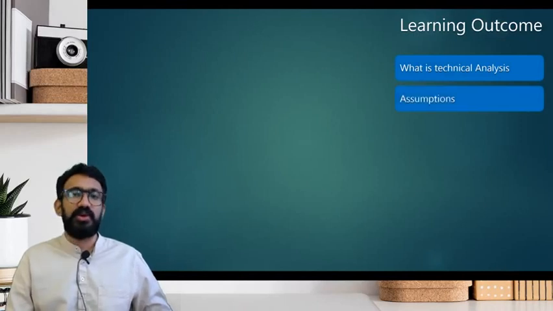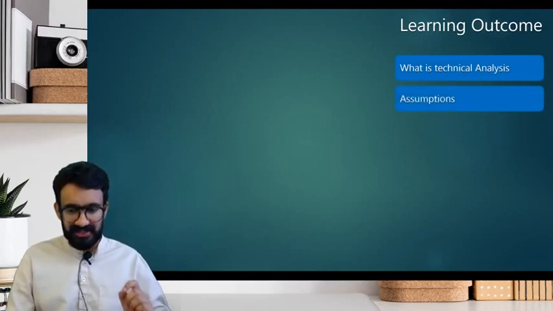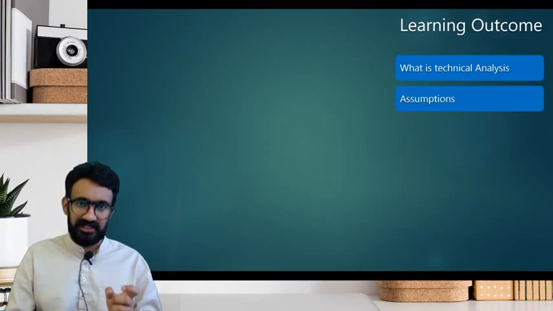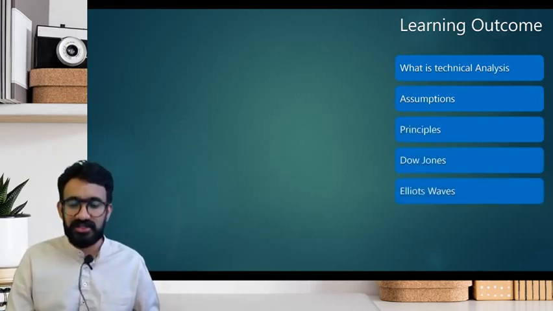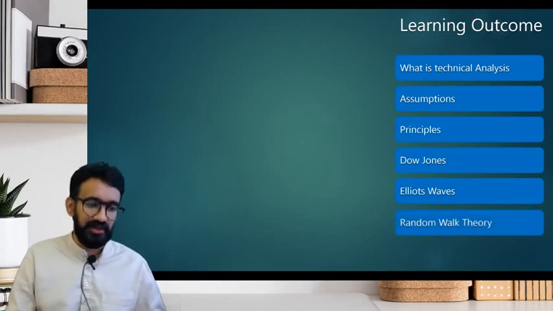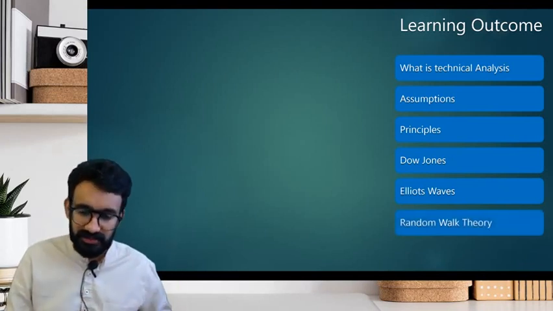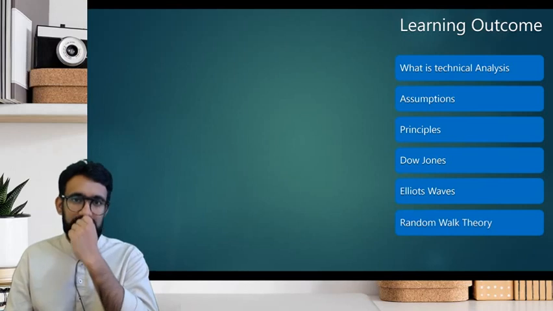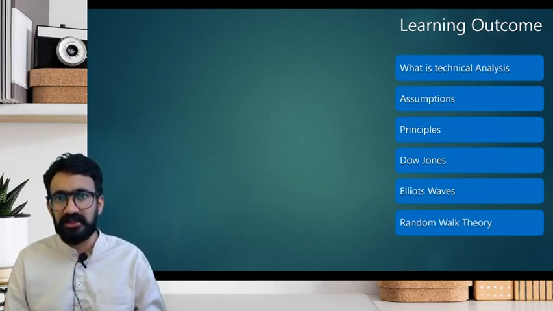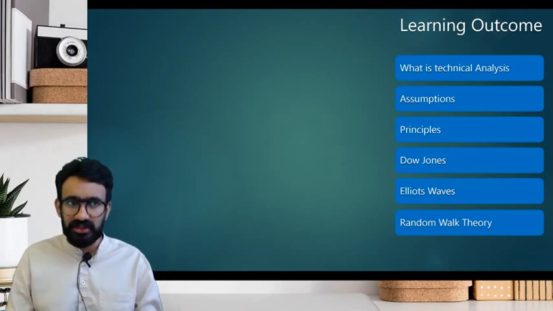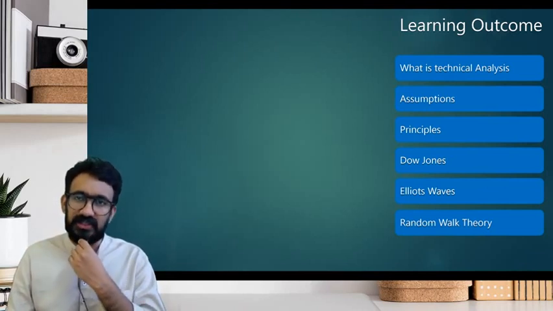So we discussed what is technical analysis, and we discussed the assumptions behind technical analysis. We did not discuss the Dow Jones, we did not discuss Elliott waves, we did not discuss random walk theory. So all these things we will discuss today. Then we will go to the other charts, and then we will go to few questions that can come in the examination.